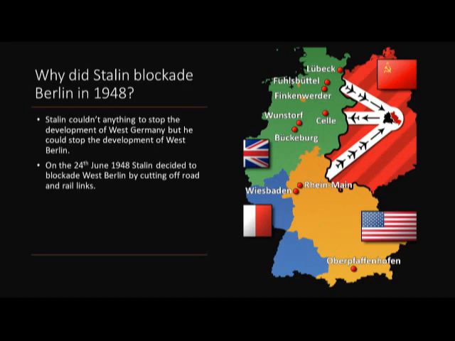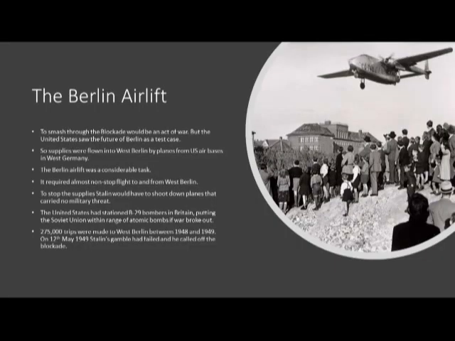So on the 24th of June 1948, he cut off all road, rail and canal routes into Berlin. The Western powers responded, of course, with the airlift, and this went on for almost a whole year, and it was only called off on the 12th of May 1949, and it was at this point, of course, that the threat of a major war between the US and the Soviet Union became very real.